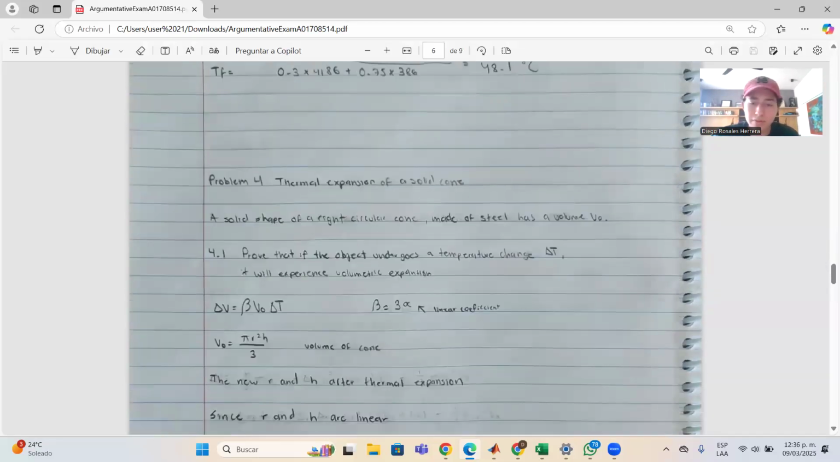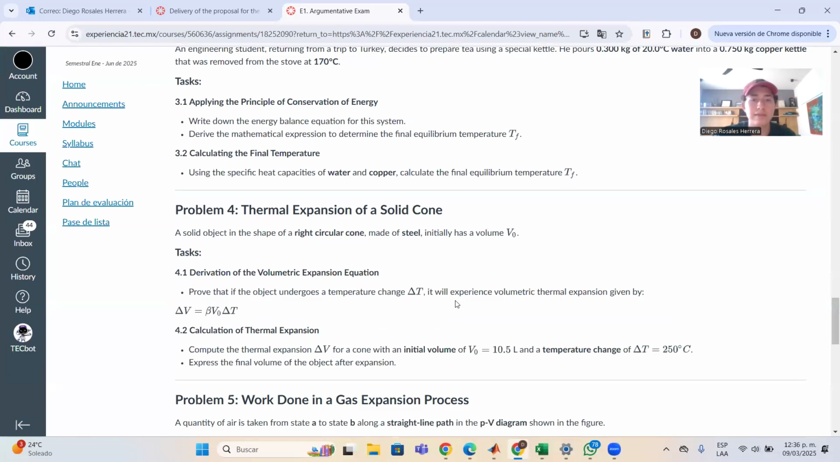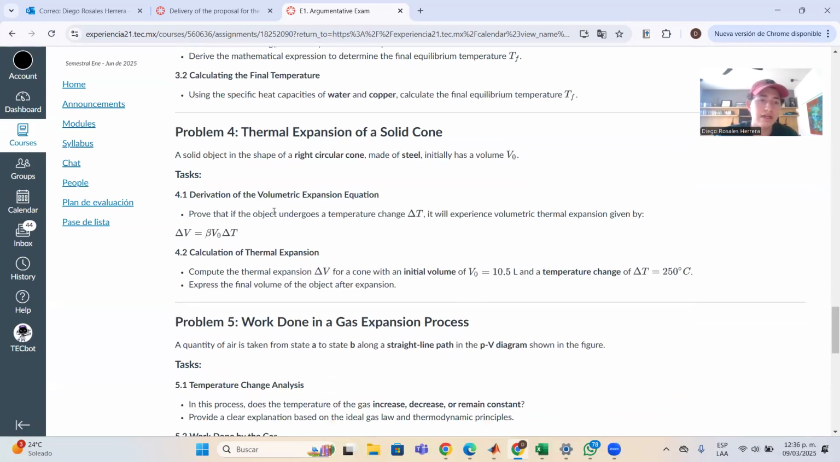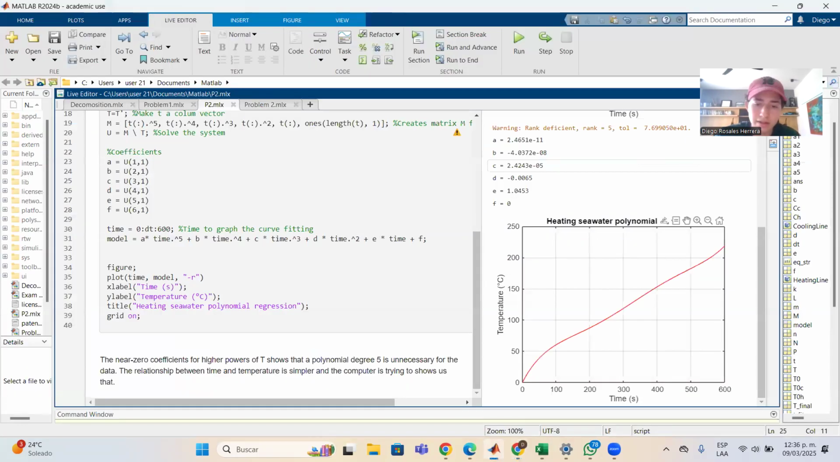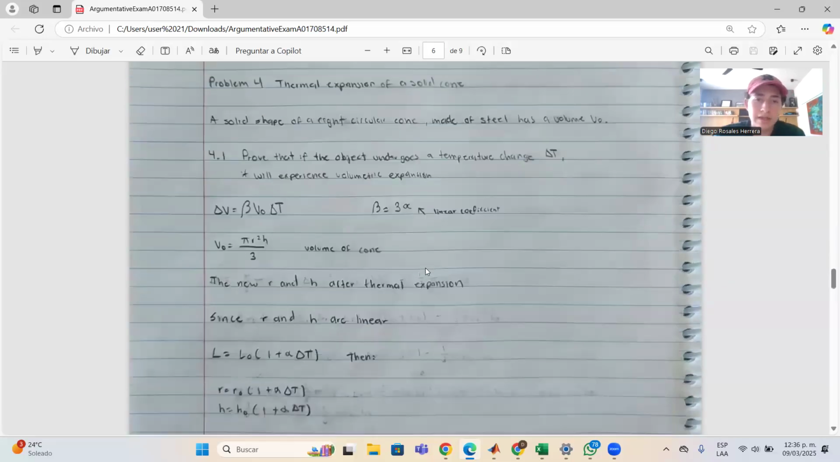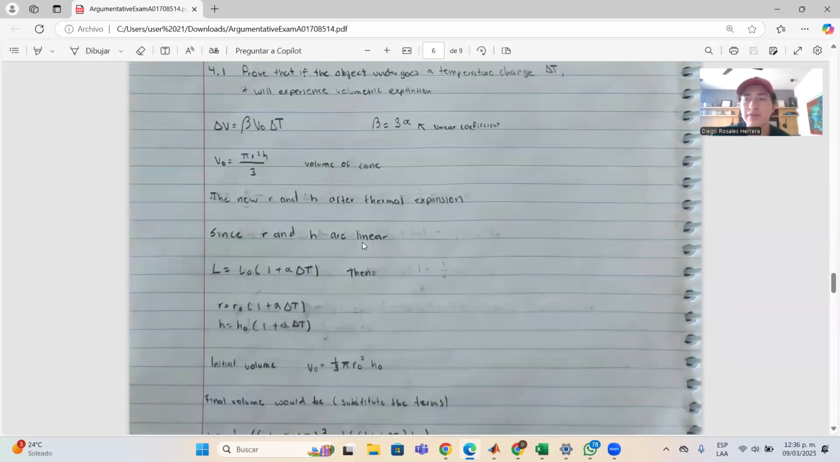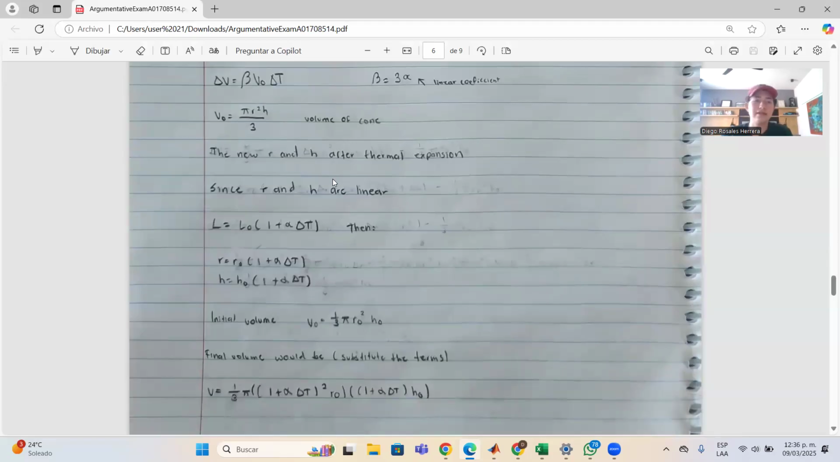For problem 4, which is thermal expansion of a solid cone, I'm first going to derive this in order to get the expansion equation, which is right here, and then calculate the thermal expansion. So for this model, I need to prove this equation of delta volume using the formula of the cone. So for this, I just started with the volume of the cone, which is pi r squared h divided by 3. And I need to find the new volume after thermal expansion.